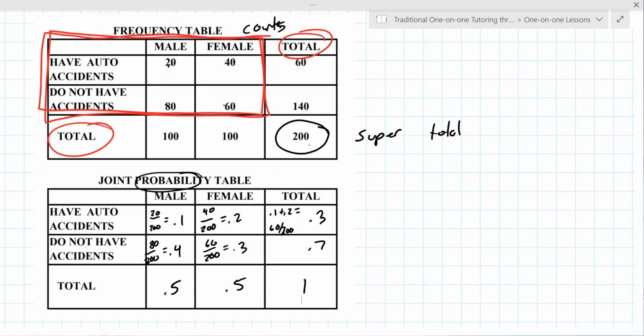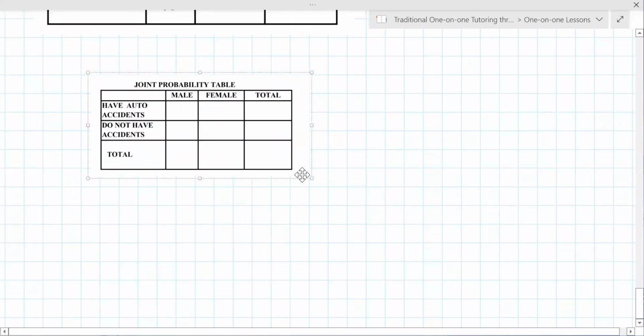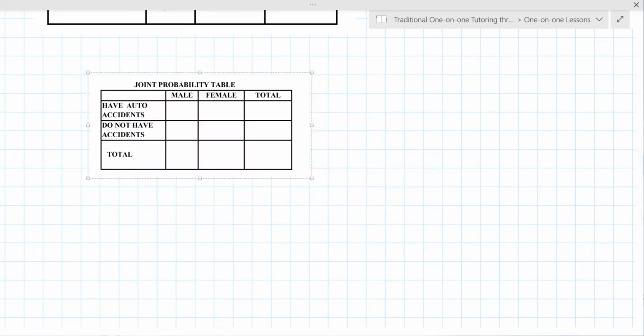All right, that makes sense. Now, this is not quite how, I'm going to redraw the joint probability table. Actually, let me do it the other way. Sorry, let me grab the frequency table.